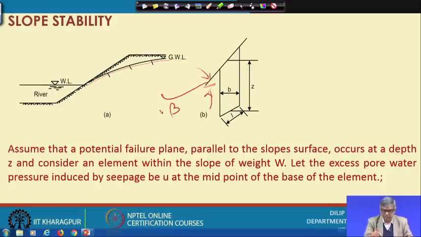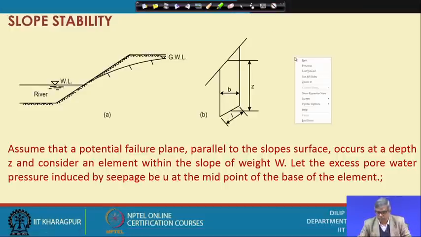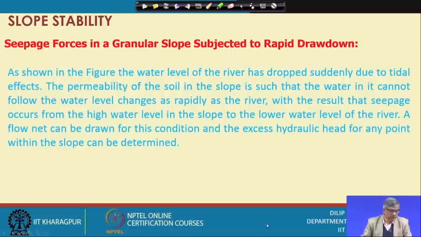So, if it is there, and at the midpoint of this, suppose there is a pore pressure equal to u. If that is the case, then one by one, let me go back to the previous one. You can see, as shown in the figure which I have already shown, the water level of the river has dropped suddenly due to tidal effects.